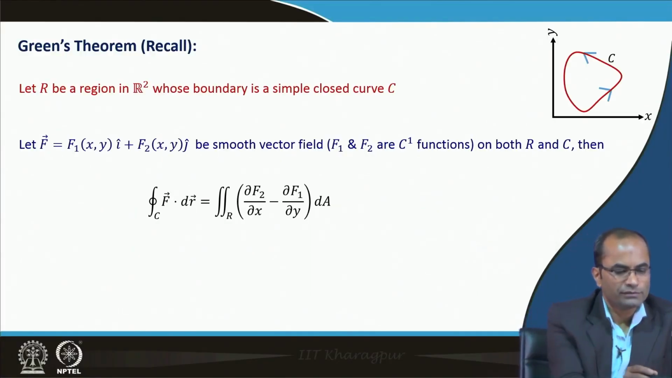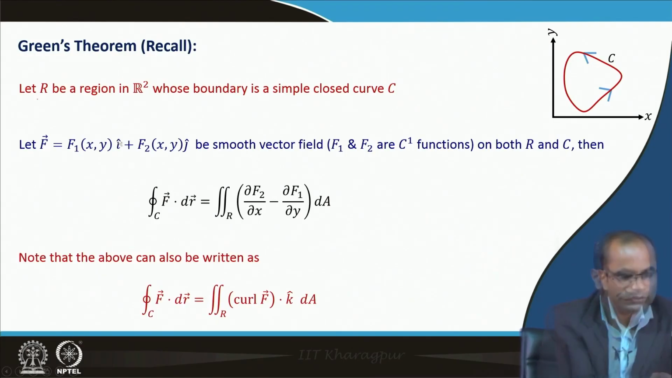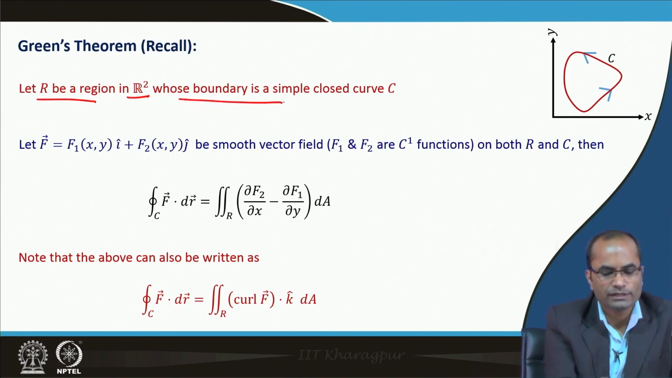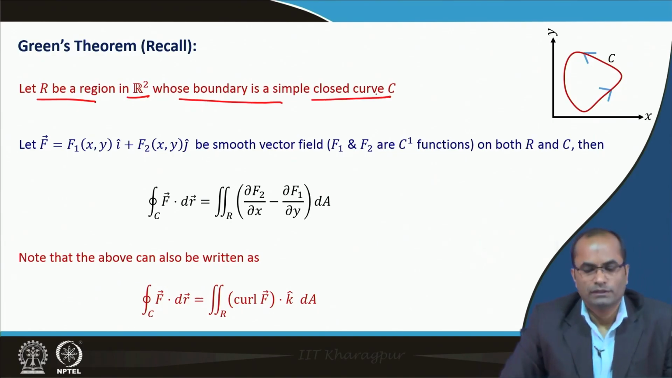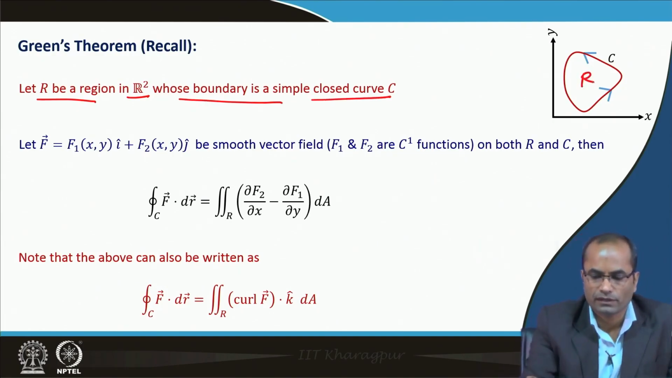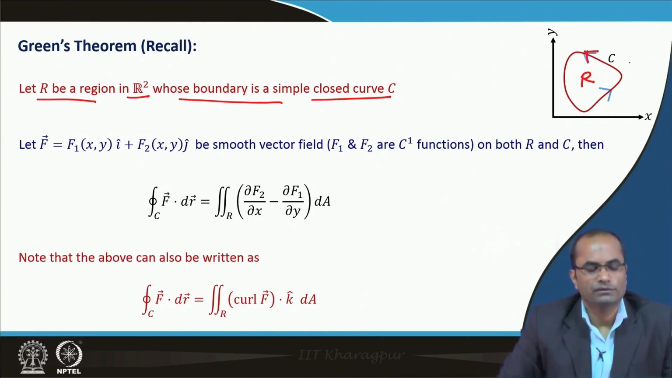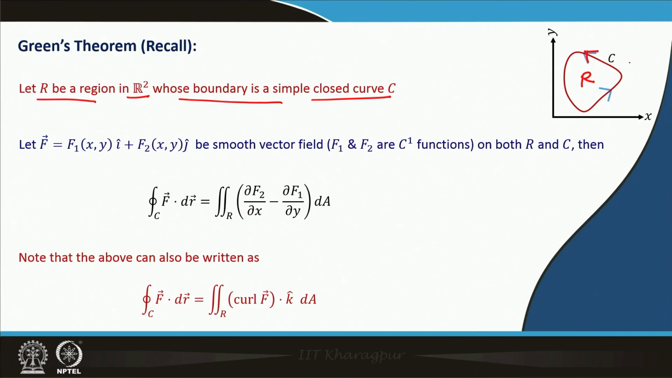So, the Green's theorem, just to recall, was: let R be a region in R2 whose boundary is a simple closed curve C. So, we have a region R here and its boundary is given by the simple closed curve C, and we take that f1 i plus f2 j be a smooth vector field. Smooth means f1 and f2 are C1 functions on both R as well as on the curve C.